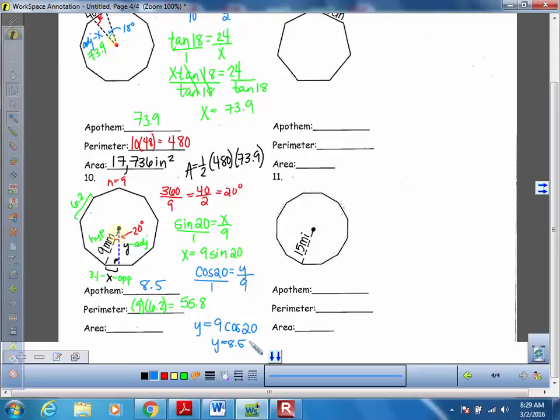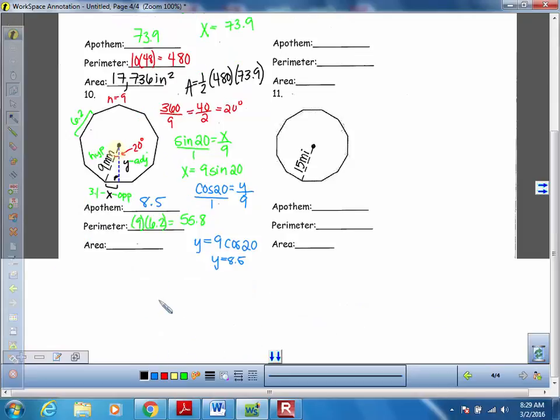So the last thing we're going to do is plug in for area. My area is going to be 1/2 times the perimeter, which is 55.8, times the apothem, which is 8.5. When you plug that into your calculator, you should get 237.2 inches squared.